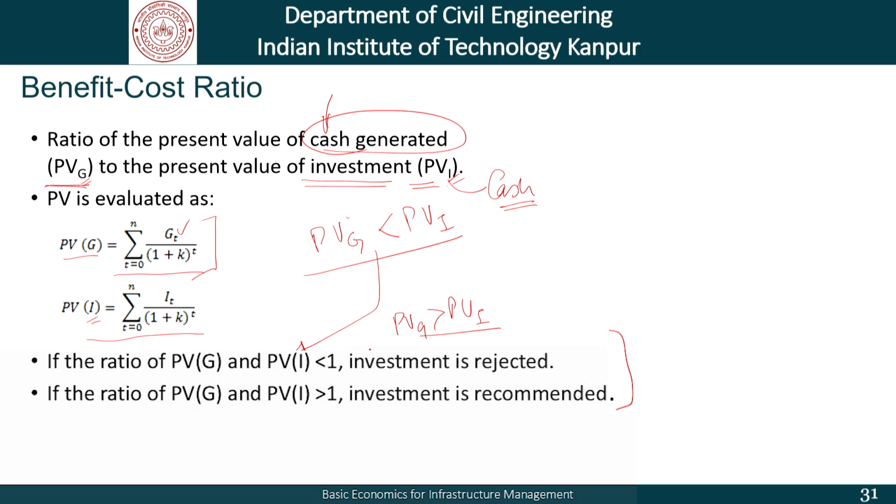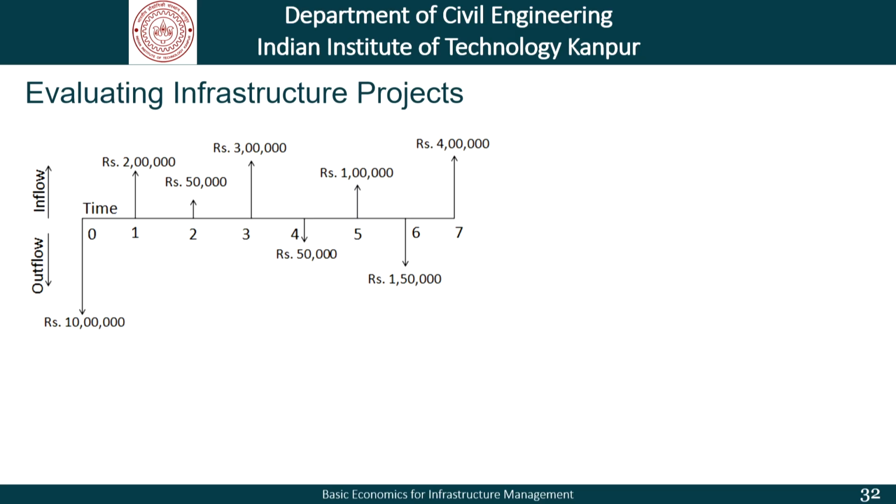So, this brings us to the second part of our discussion, that is whether all this discussion that we have had so far in terms of the different factors that we use and the different parameters that we use for decision making, how relevant are they from the point of view of infrastructure projects. So, let us briefly talk about that part, that is evaluating infrastructure projects.